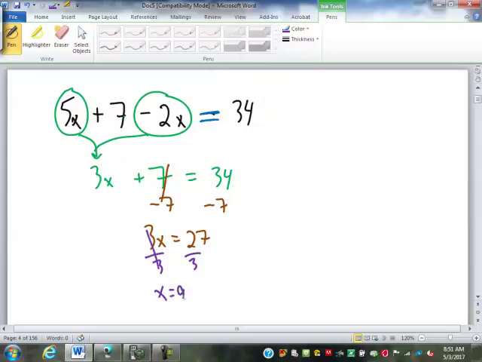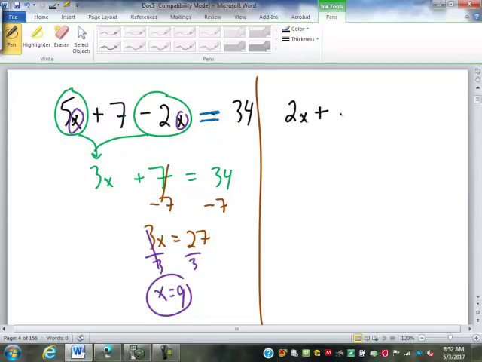X equals 9. And if we'd wanted to, we could put that 9 back in here for x and make sure we get the same value on each side. I'm going to trust that you guys can do that. I will tell you it'll work. But then we saw things like this.